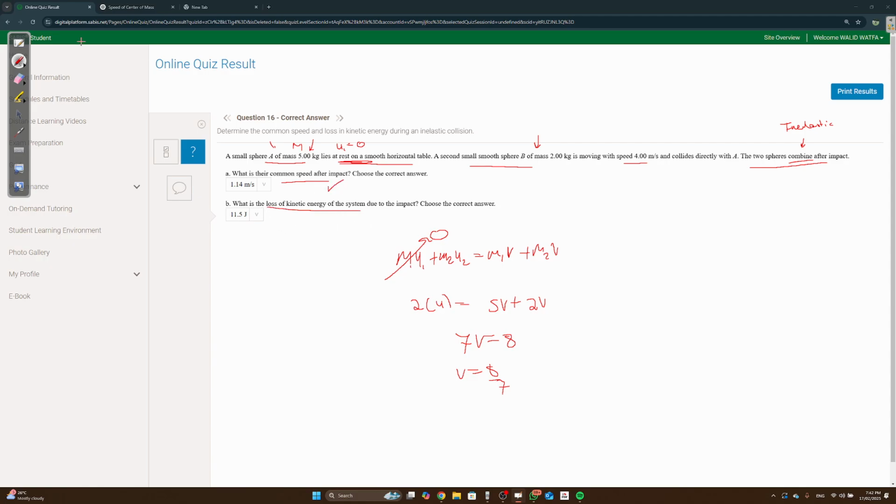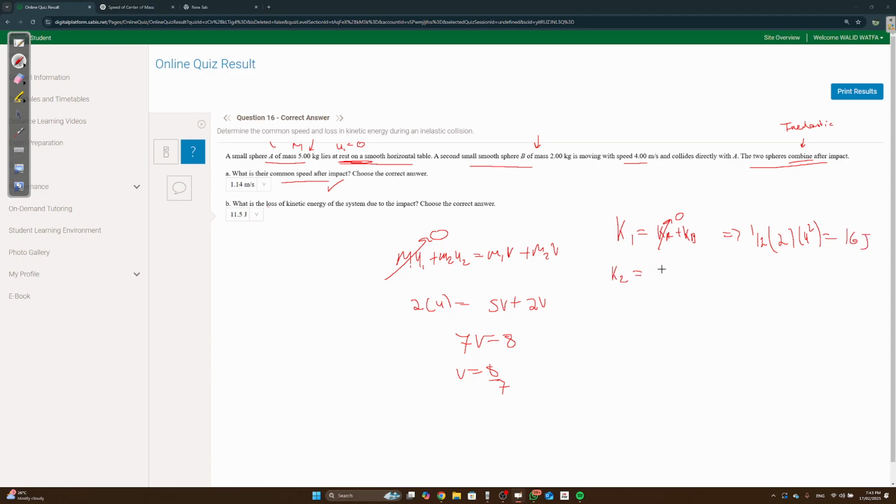What is the loss of kinetic energy? Since it's obviously inelastic, obviously there's going to be a loss of kinetic energy, so you need to find it. K1 is equal to Ka plus Kb. I'm going to quickly say Ka is 0 because it's at rest. I'm not going to waste my time. Half times the mass of B, which is 2, times 4 squared, which is 16 joules.